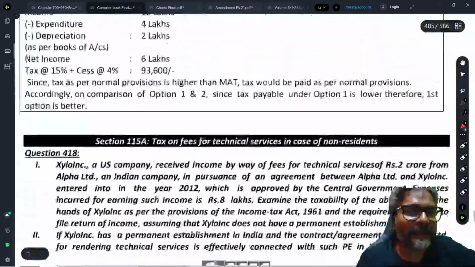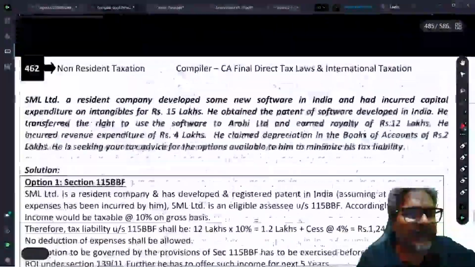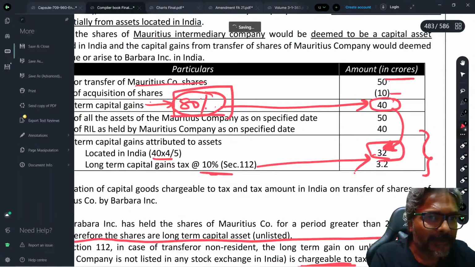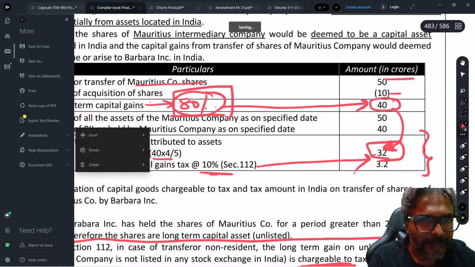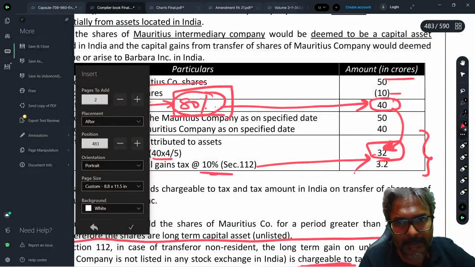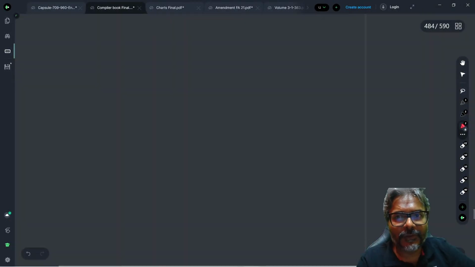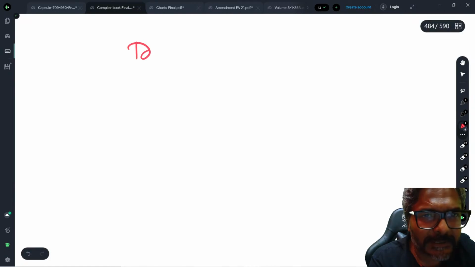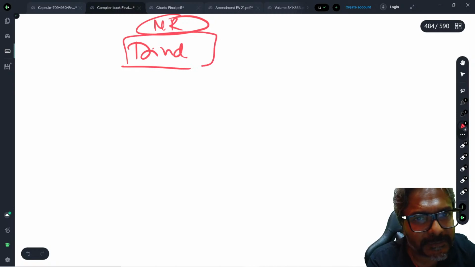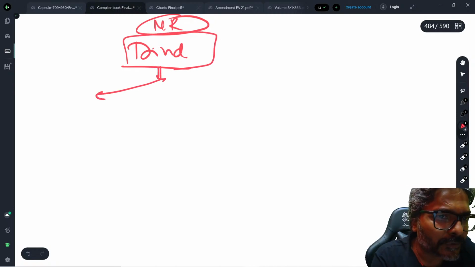Students, the interest and the dividend income, as you all are aware, just keep in mind this part. For interest and dividend income, we have discussed this particular point and I'm repeating it again. So if you see over here, students, for dividend income of non-resident, as you all are aware, there are two rates. If the question is silent, 20%.